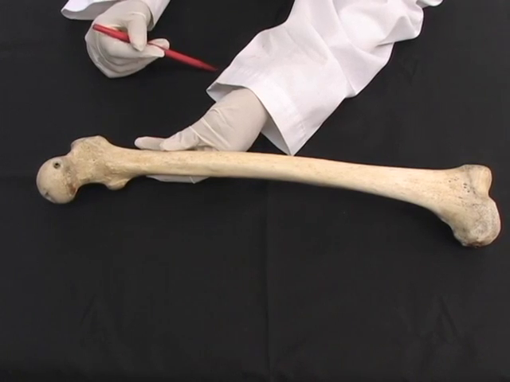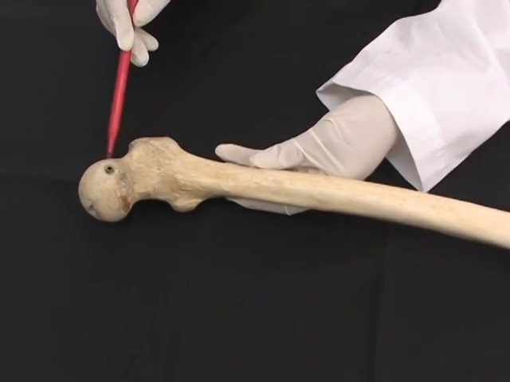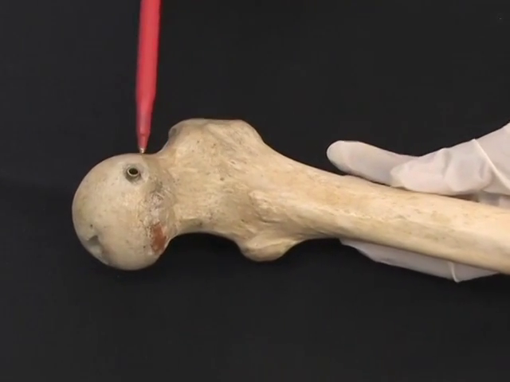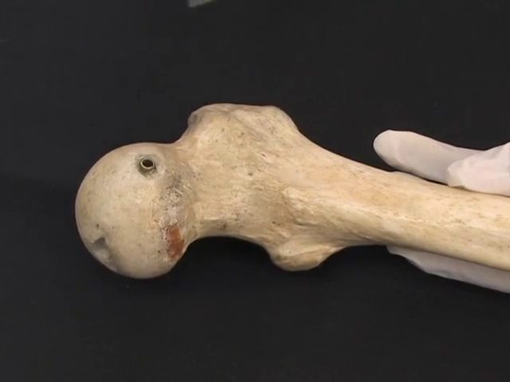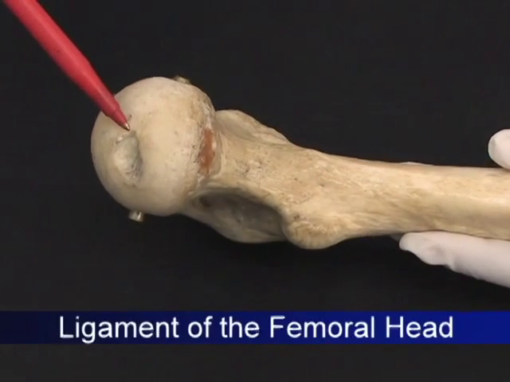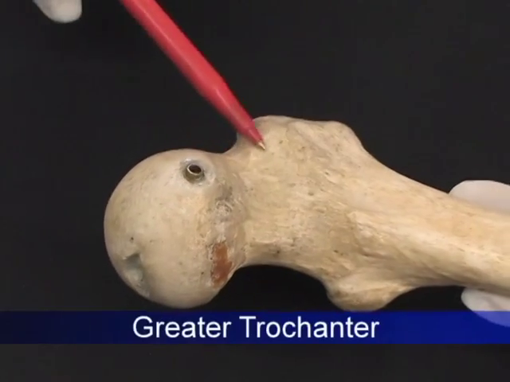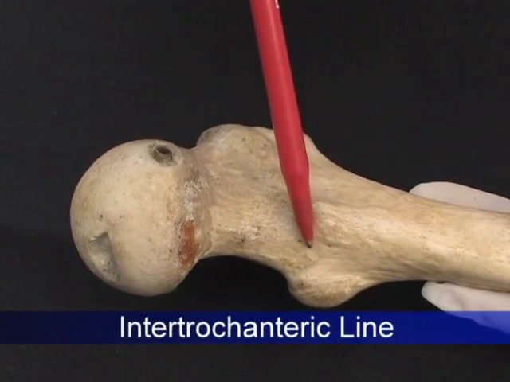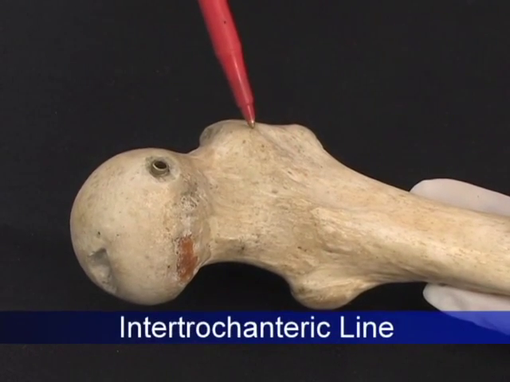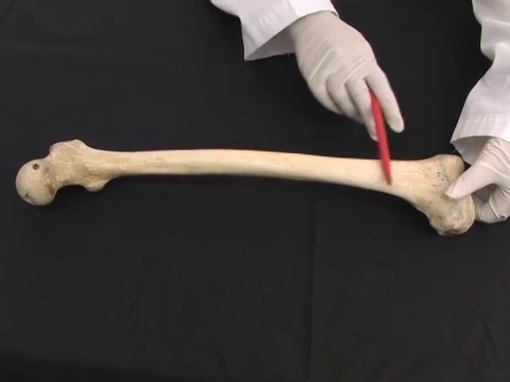The femur is the longest bone of the body. This is the proximal end of the femur. This is the head, which fits inside the acetabulum cavity to form the hip joint. Here there is a fovea or pit where the ligament of the femoral head inserts. This is the neck, greater trochanter, lesser trochanter and intertrochanteric line. This is the shaft. Note its convex shape.